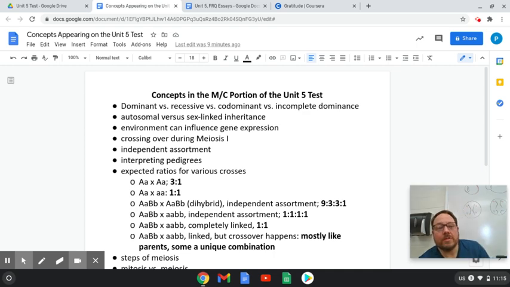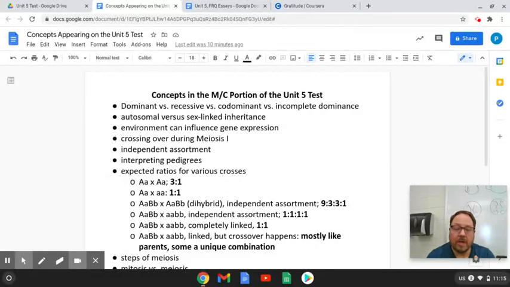Well, hello everyone. So, what I'd like to do now is take just a little bit of time to review concepts that will be on the multiple choice part of the test. There are questions that look at different patterns of inheritance. What does it mean for a gene to be dominant versus recessive?